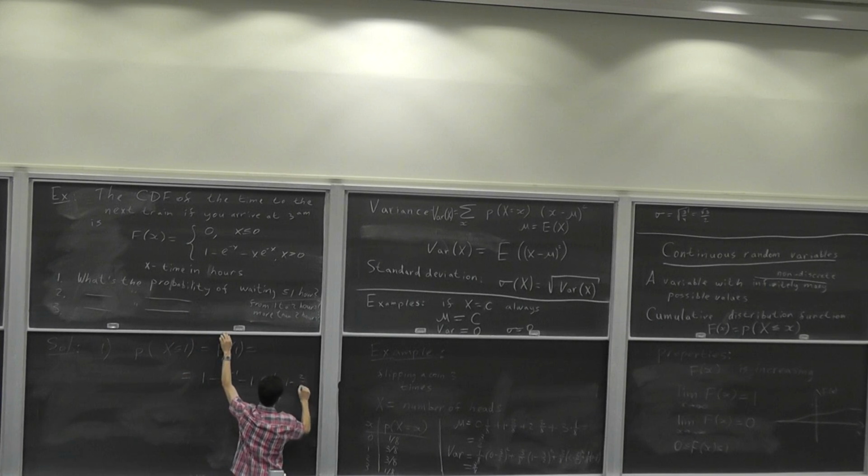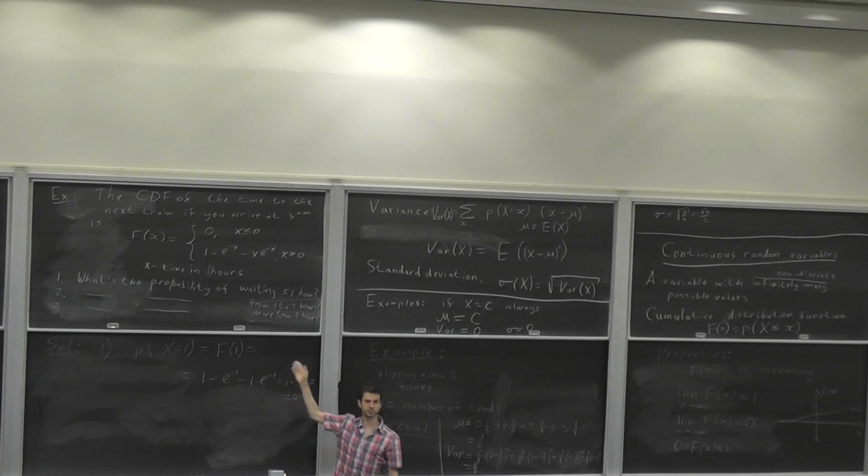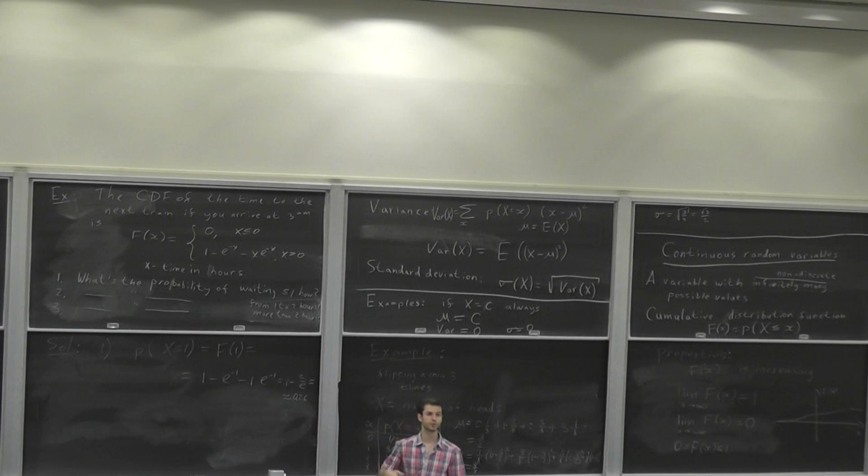1 minus 2, and it's about 0.26. So it tells you that with this cumulative distribution function, if you keep repeating this experiment, if you keep arriving at the same train station at 3 a.m., about a quarter of the times you'll wait less than 1 hour.